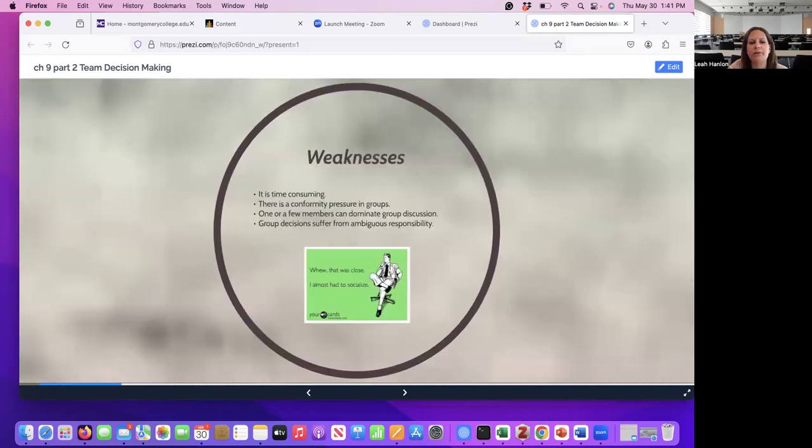The weaknesses, as I mentioned before, it is time-consuming. There's a conformity pressure. One or few members can dominate group discussion, and group decisions suffer from ambiguous responsibility.